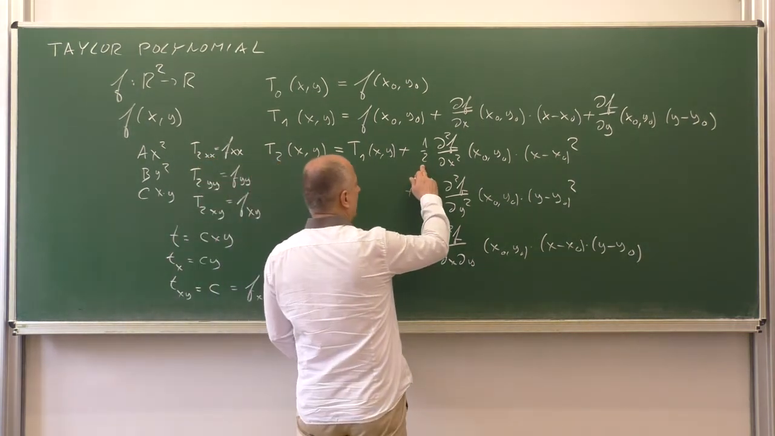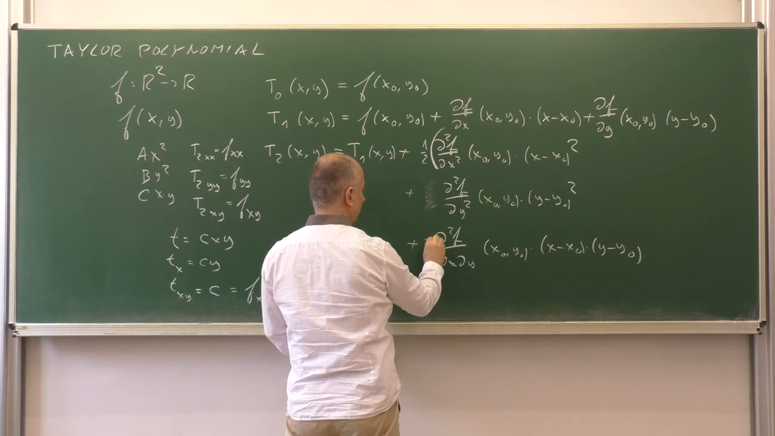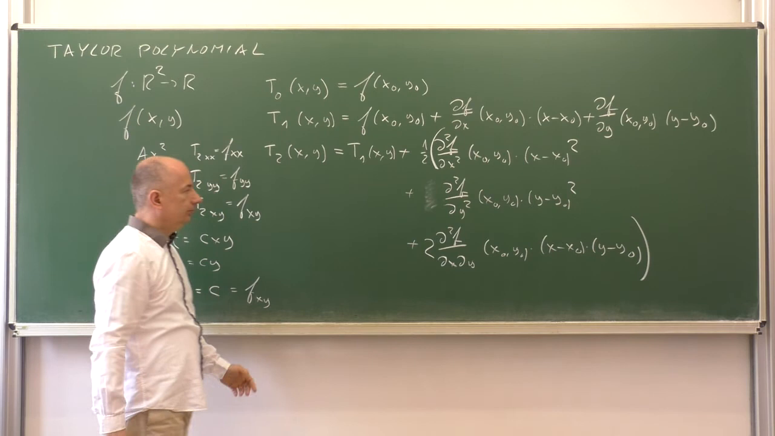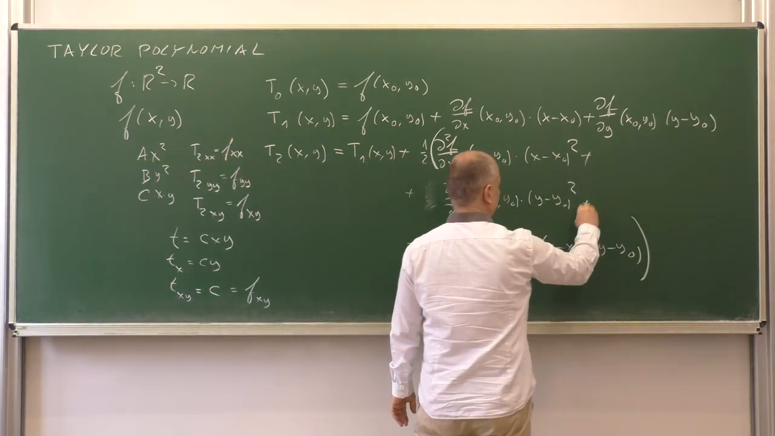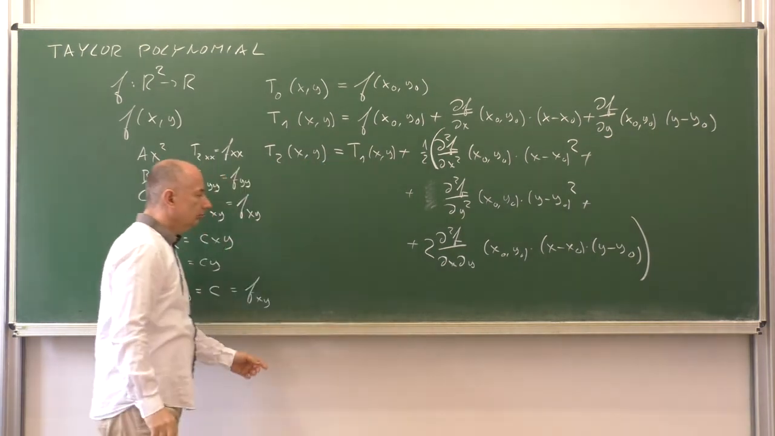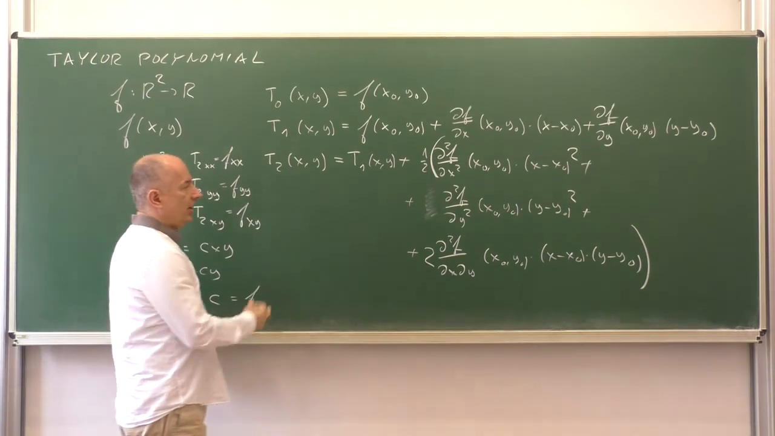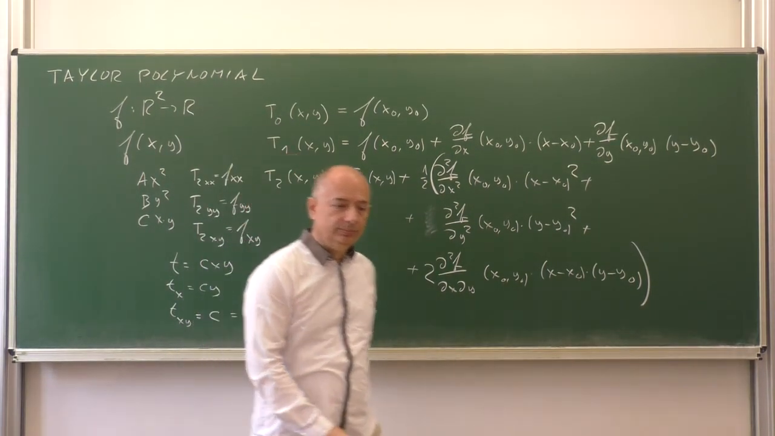Alternatively, we can factor out 1/2, and then we multiply by 2, and we can write it this way. Here we add all these terms. Let's consider some exercise for the Taylor polynomial of order 2 in the next session.